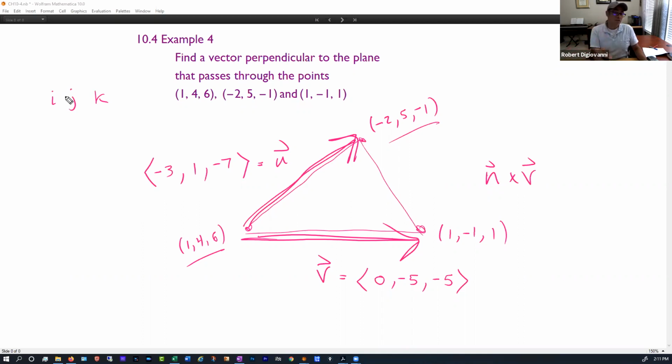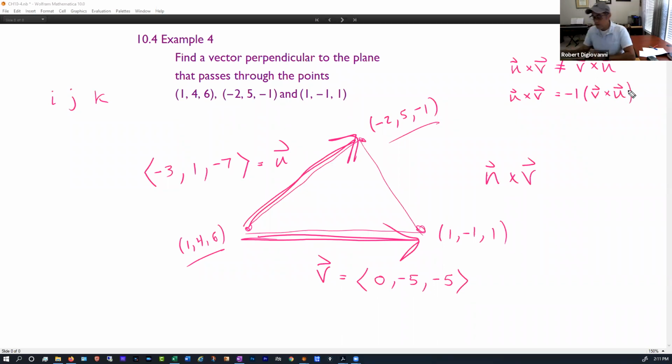We get V cross U, it'll be the same size vector, just pointed in the opposite direction. So in other words, U cross V is not equal to V cross U. That is not true. Dot product works that way. Here's what we can say though. U cross V is equal to -1 times V cross U.